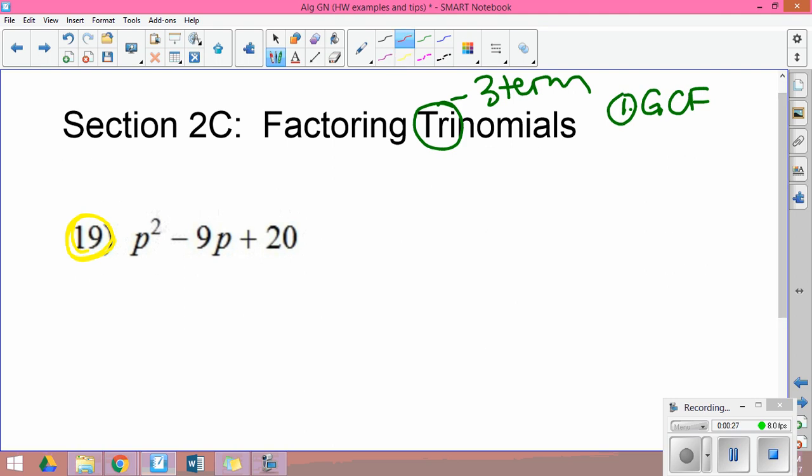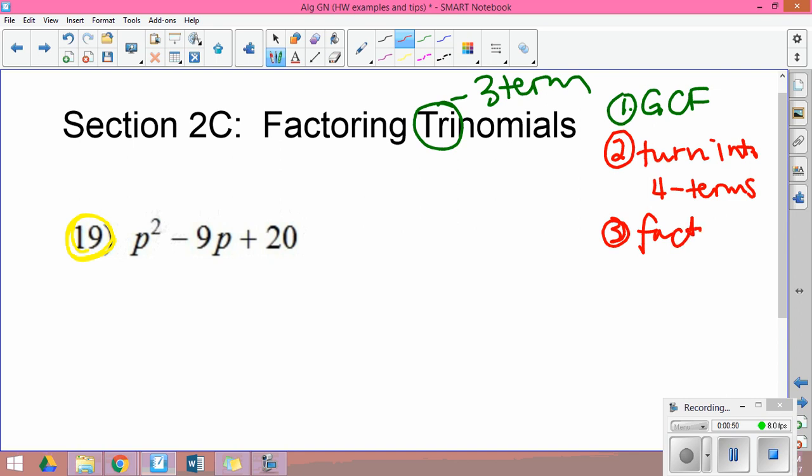So now we're going to think of a step 2. We used to do trial and error, but now we are going to turn this into 4 terms. Then we will factor by grouping, just like we did in number 10. So, steps.